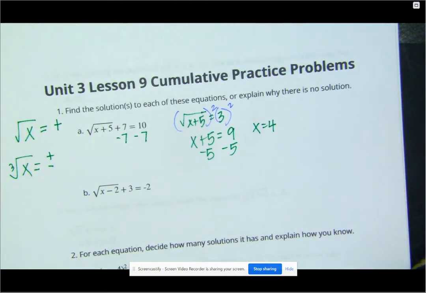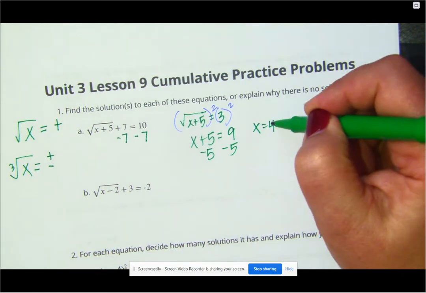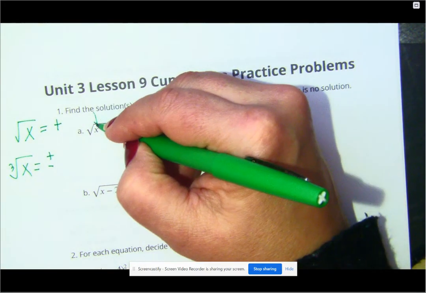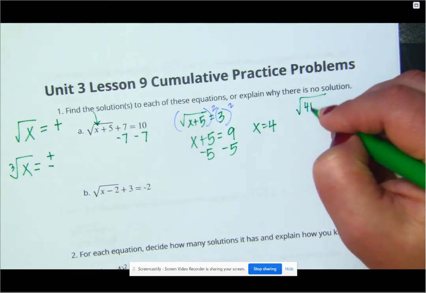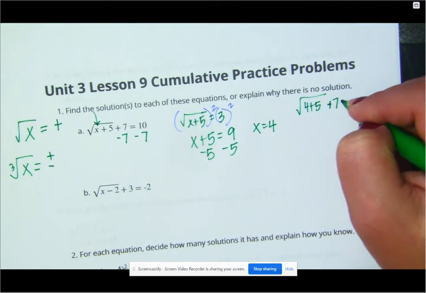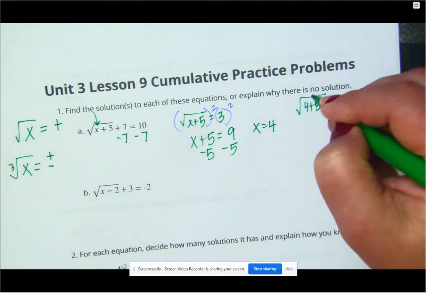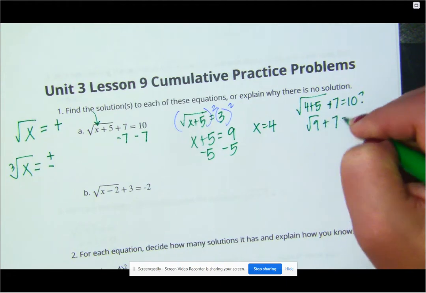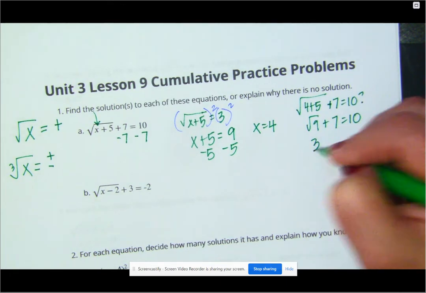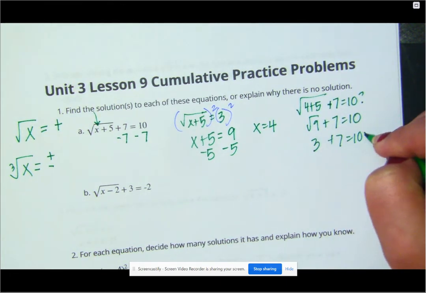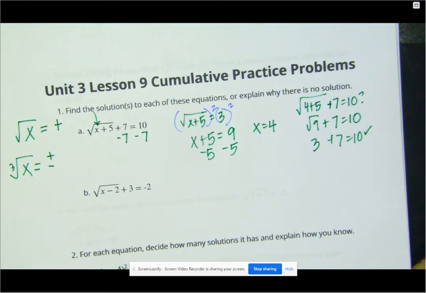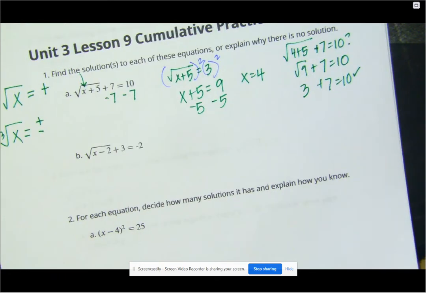And it's always a good idea to check your solution in case you made a simple arithmetic error. If I put a 4 right here, 4 plus 5 plus 7, does that equal 10? That's 9. The square root of 9 is 3, and 3 plus 7 is 10. Why would you do this? Because what if you make a simple mistake? Just to double check. All right, letter B.